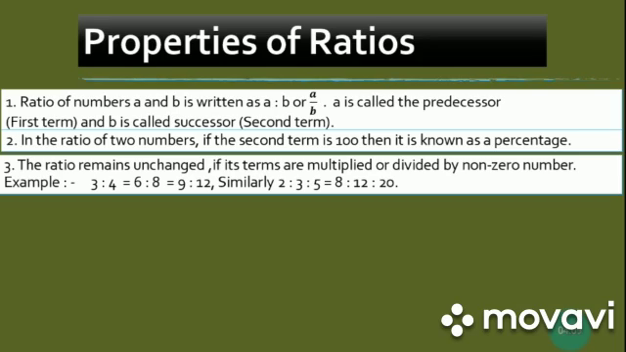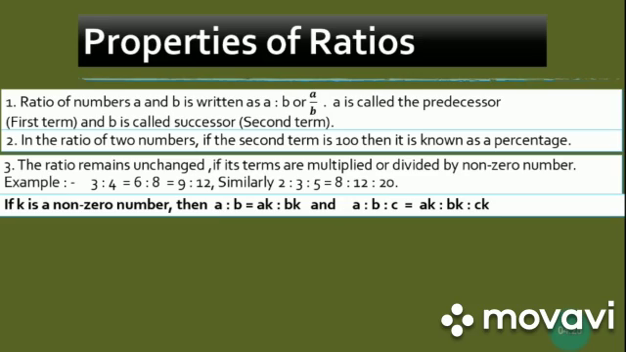The ratio remains unchanged if its terms are multiplied or divided by non-zero numbers. For example, 3 is to 4 is equal to 6 is to 8, and that is equal to 9 is to 12. Similarly, 2 is to 3 is to 5 is equal to 8 is to 12 is to 20. If k is a non-zero number, then a is to b is equal to ak is to bk, and a is to b is to c is equal to ak is to bk is to ck.